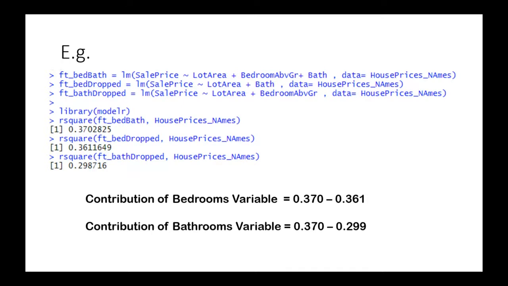So the R-squared of the full model is 0.37. When you drop bedrooms, it goes down to 0.36. So the contribution of the bedroom variable is 0.01. And when you drop bathrooms, it went down to 0.299. So the contribution of the bathrooms variable was 0.07.